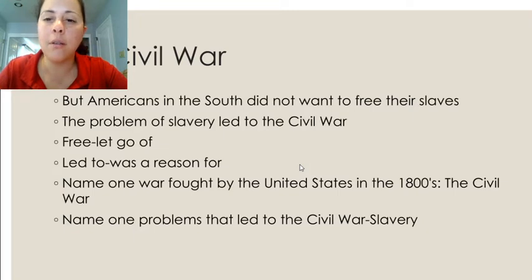Americans in the North wanted to end slavery. Americans in the South did not want to end slavery. They wanted to continue owning slaves. The problem of slavery led to the Civil War. So there was a fight inside the country between the North and the South.